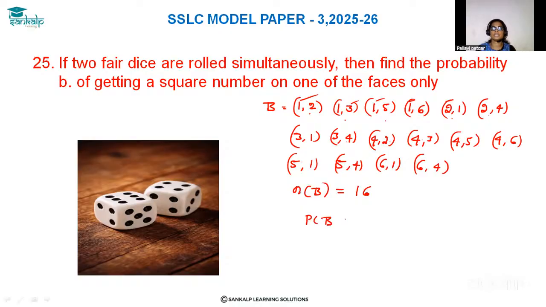Probability of getting B is equal to favorable number of outcomes divided by total number of outcomes. So this is equal to 16 divided by 36. So 4 fours are 16, 4 nines are 36. So 4 by 9. Thank you.